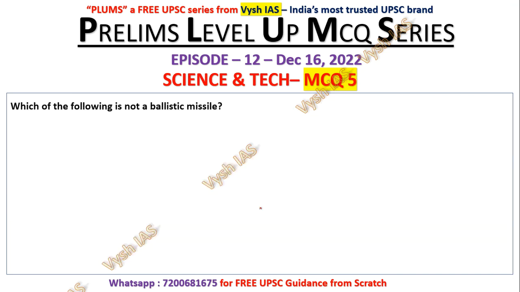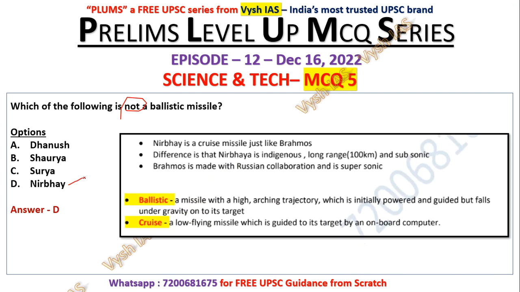Now question number 5, which of the following is not a ballistic missile? Not a ballistic missile means it should be a cruise missile. So what are ballistic and cruise missiles? That also I'll teach you today. Options: Dhanush, Shaurya, Surya, Nirbhay. Which of the following is not a ballistic missile, meaning which is a cruise missile? Answer is D. Nirbhay is a cruise missile. Not only Nirbhay, there is one more important one I'll tell you, like the BrahMos.